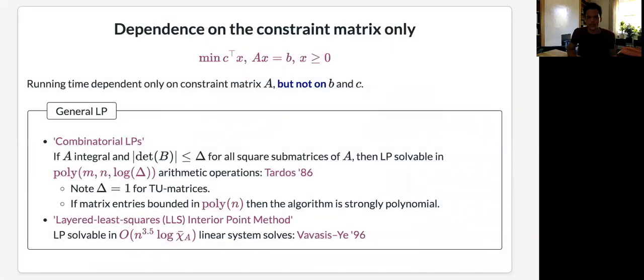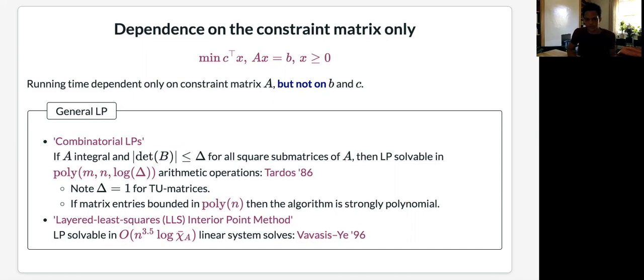What we are interested in is an algorithm that has dependence on the constraint matrix only. That is, we don't allow dependence on the right-hand side b and the objective c. This has been done for combinatorial LP already in the 80s by Éva Tardos. So if the constraint matrix is integral and the subdeterminants are bounded by some delta, then her algorithm solves LP in time that is polynomial in m, n, and the logarithm of delta.